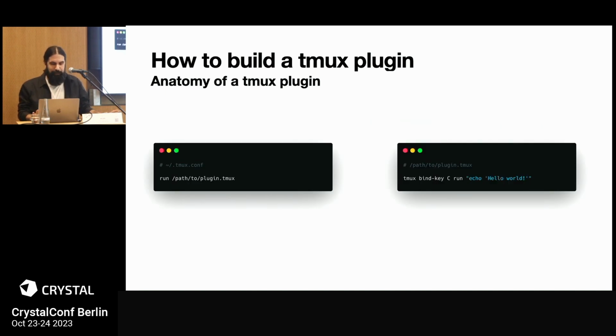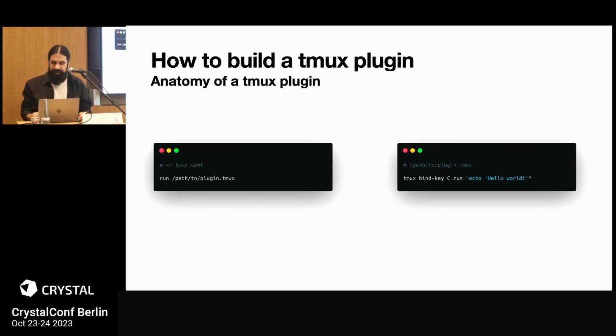So this is the most basic tmux plugin that doesn't do anything, it's just an example. On the left we have the tmux configuration file where you customize your stuff, and you can run shell commands there, which is the initialization of the plugin. And on the right side is a shell script, which is the plugin itself, that just sets a keyboard shortcut and then shows a message.